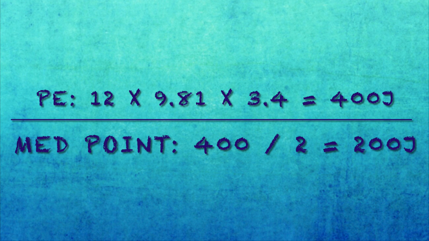12 times 9.81 times 3.4 equals 400 joules. To find the midpoint, divide by 2, which is 200 joules. Easy, simple, straightforward.